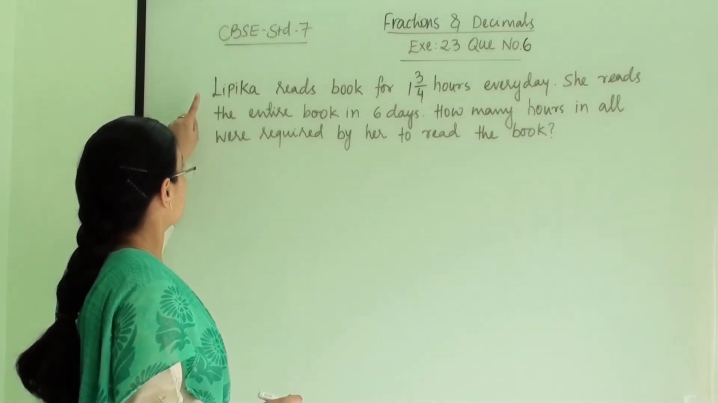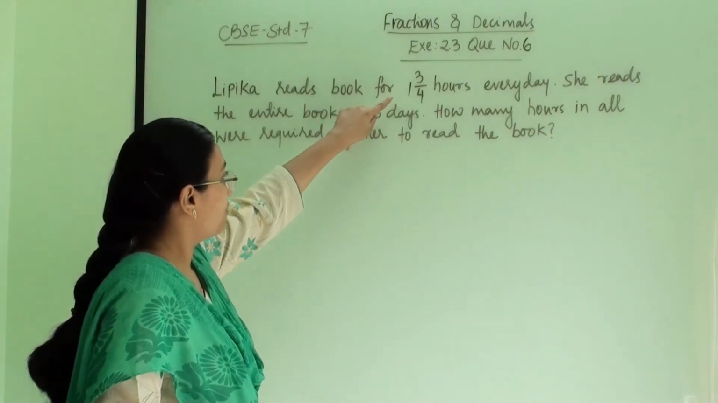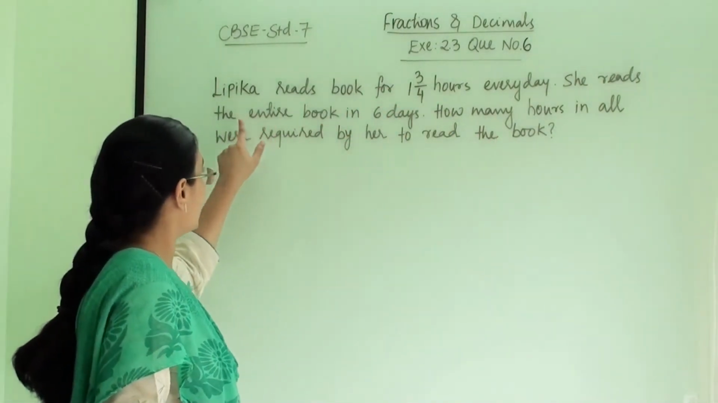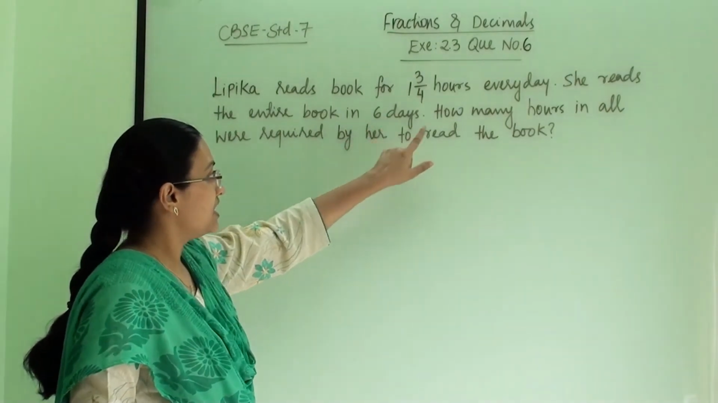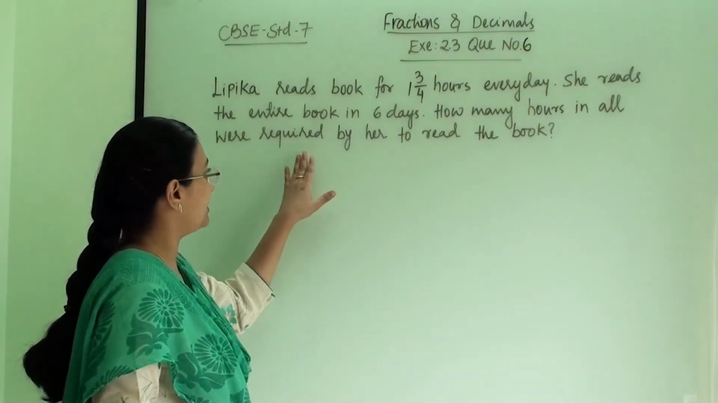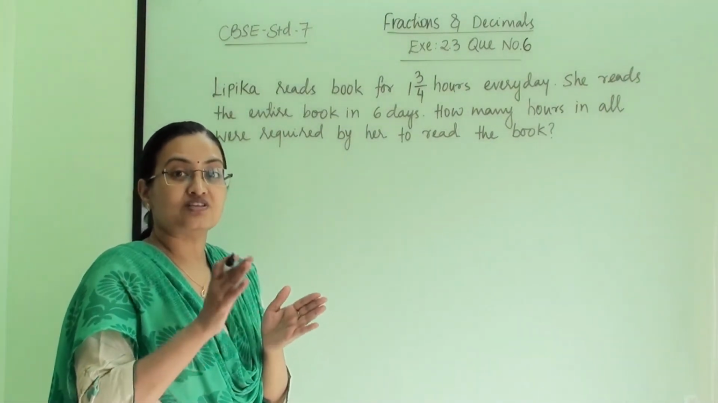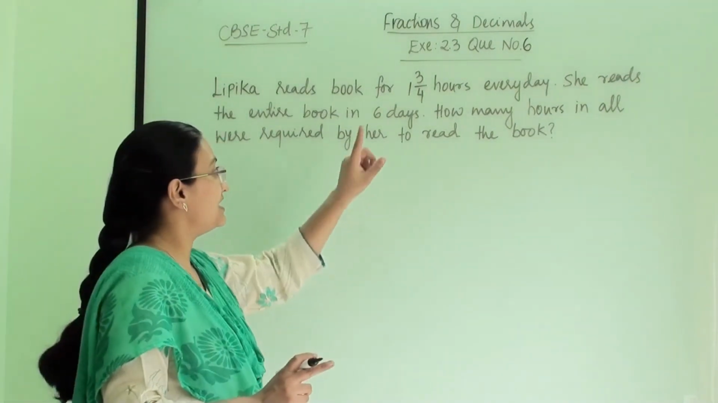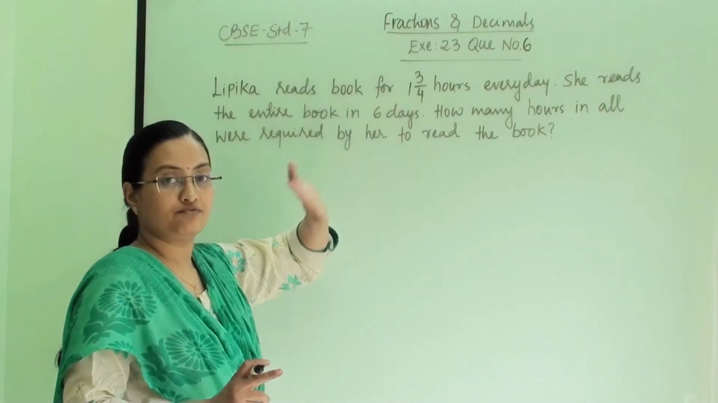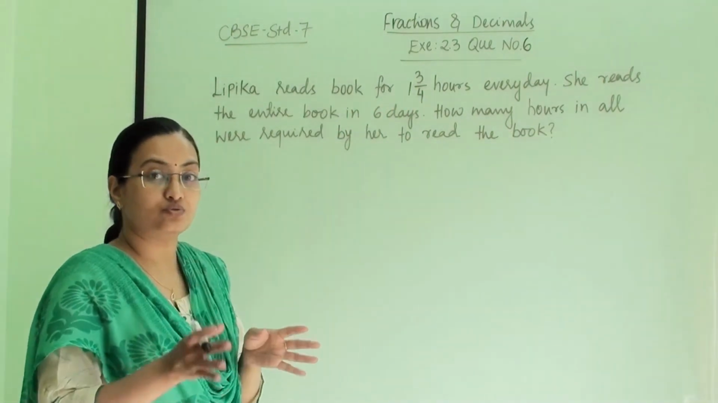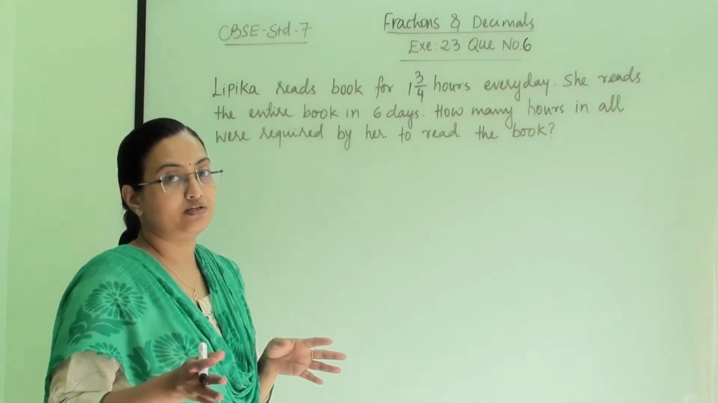So the question is, Lipika reads book for 1 3/4 hours every day. She reads entire book in 6 days. How many hours in all were required by her to read the book? That means for 6 days she is reading every day 1 3/4 hours and she finishes the book. So how many hours in total she required to complete the book?